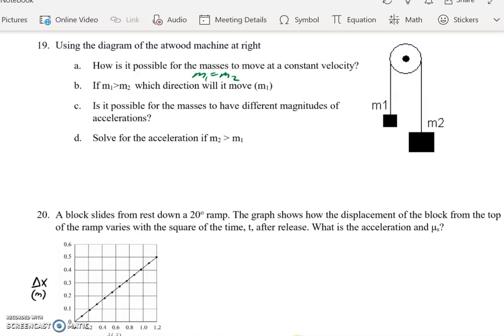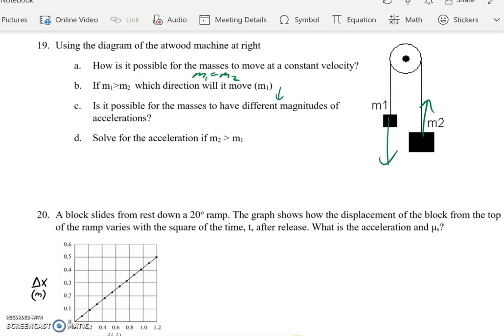This is like a Newton's first law thing. Object in motion stays in motion. For these things to move at a constant velocity, somebody would have to make them move and then let go, and they would continue moving at a constant speed. B, if M1 is greater than M2, what direction is M1 going to go? If M1's more massive, it's going down. M2's going up.